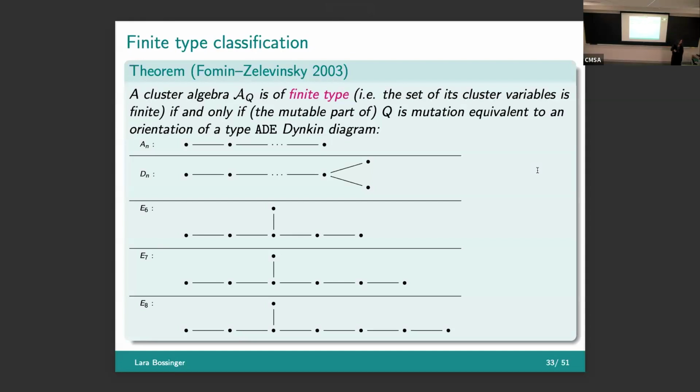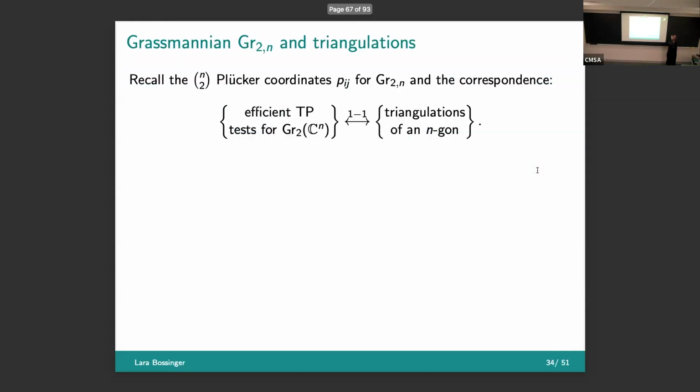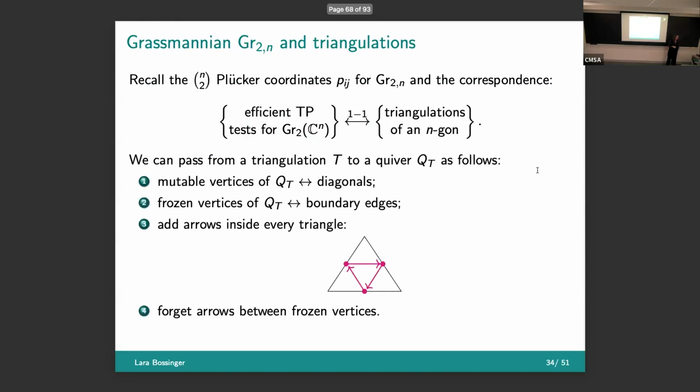Okay, so then in my last 10 or so minutes, let's relate this back to the Grassmannians. First to the Grassmannian Gr(2,n). So we already convinced ourselves that the efficient total positivity tests for the Grassmannian Gr(2,n), these should definitely be real numbers here, sorry about that, are in one-to-one correspondence with triangulations of an n-gon. And I already alluded to the fact that we can pass from triangulations to quivers. So you can think of quivers as generalizing this picture that we saw for triangulations.